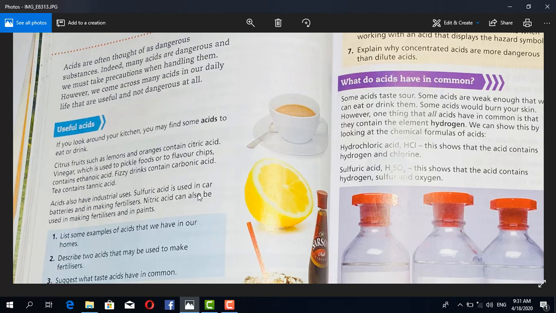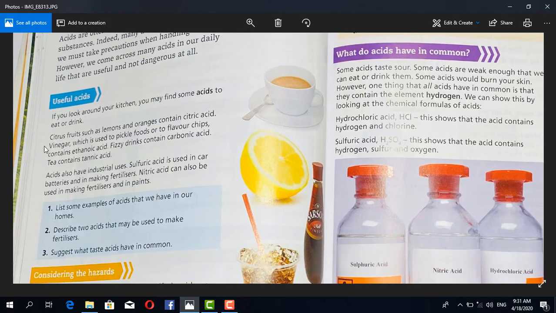So here's a question: citric acid, where do I find it? I find it in citrus fruits like lemons and oranges. Vinegar as well can be used to pickle foods or to flavor chips, and it contains ethanoic acid. Fizzy drinks contain carbonic acid, meanwhile tea contains tannic acid.